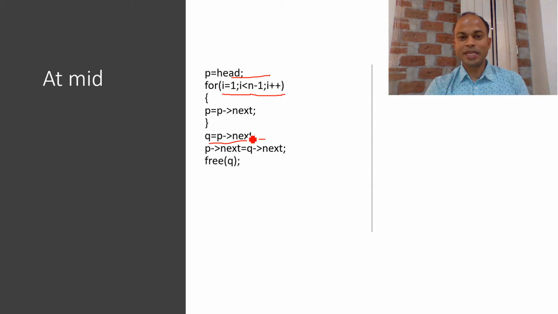After it, we need linking. As Q contains the address of the second node, the next part of the second node means the address of the third node. So P arrow next, where P contains the address of the first node, means the next part of the first node is pointing to the third node. In this way, we can do the linking operation. After it, we can perform the delete operation using the free function. So this is our detailed procedure of the delete operation.